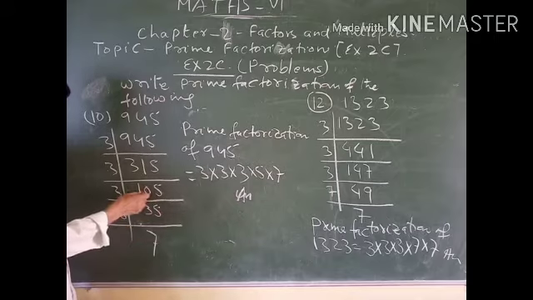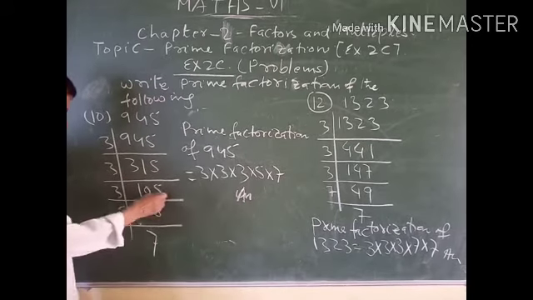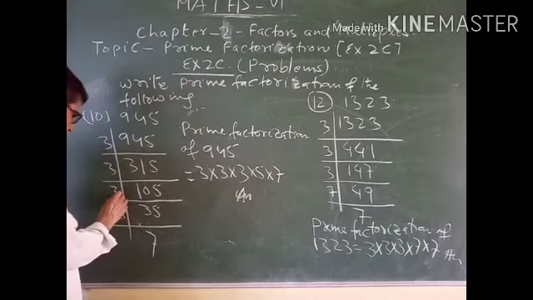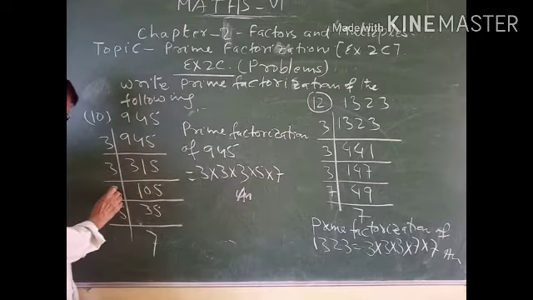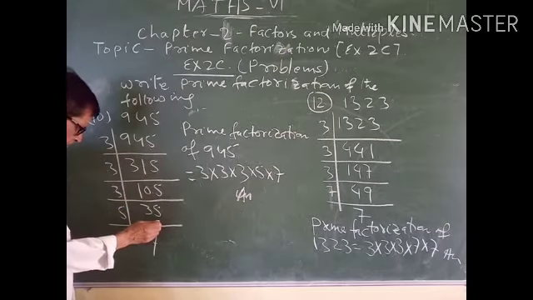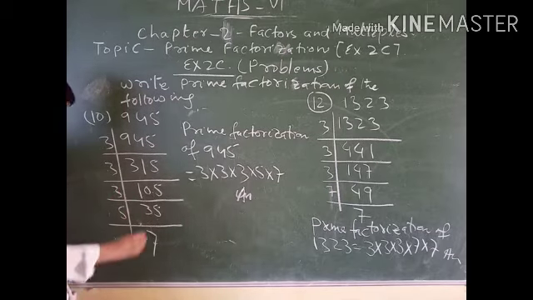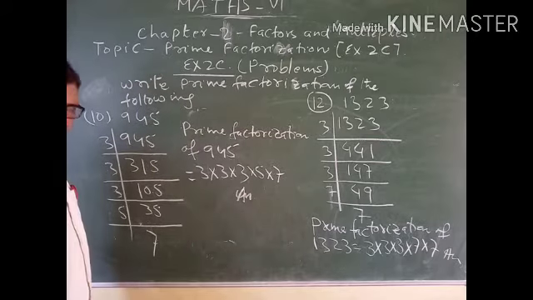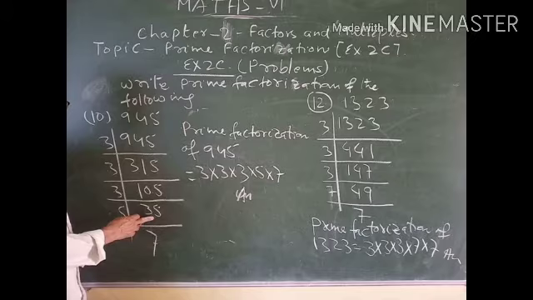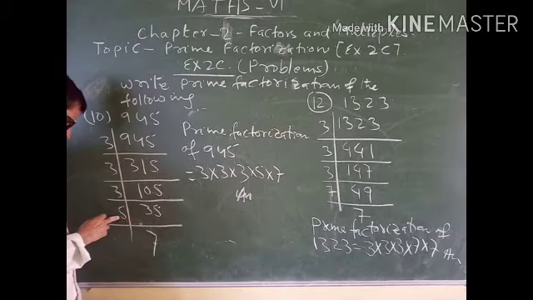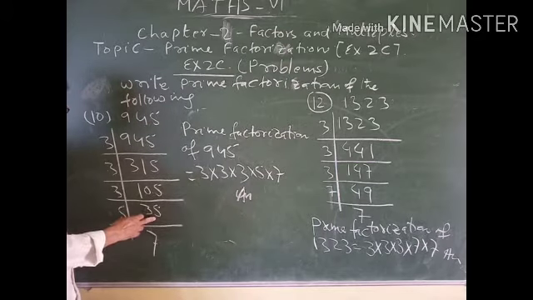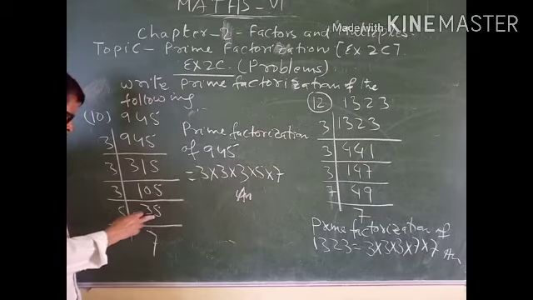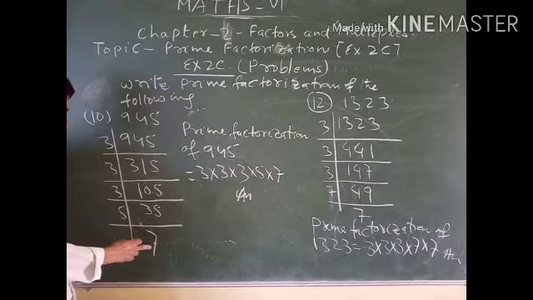Again 105 is divisible by 3. 5 and 1, 6. 6 is divisible by 3. If you divide 105 by 3, then you get 35. Now add the digits 5 and 3, 8. 8 is not divisible by 3. So this is not divisible by 3. Therefore it is divisible by 5 because it ends with 5. Divide 35 by 5, you get 7.